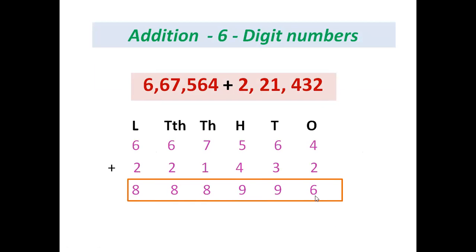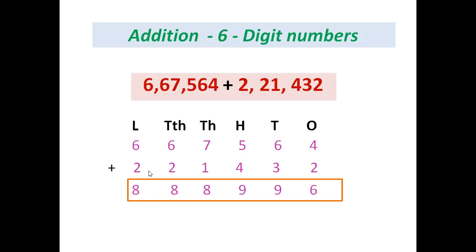Okay, 4 plus 2 gives us 6. 6 plus 3 gives us 9. 5 plus 4 gives us 9. 7 plus 1 gives us 8. 6 plus 2 gives us 8. Again, 6 plus 2 gives us 8. So the sum is 8,88,996 of these 2 addends.